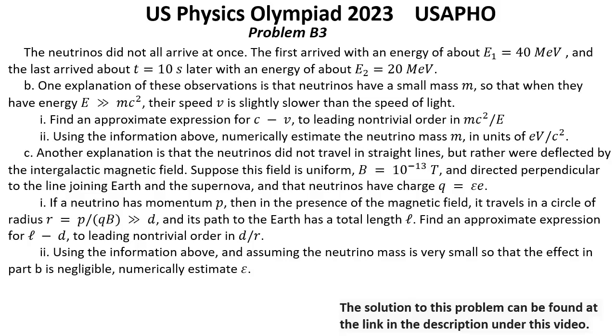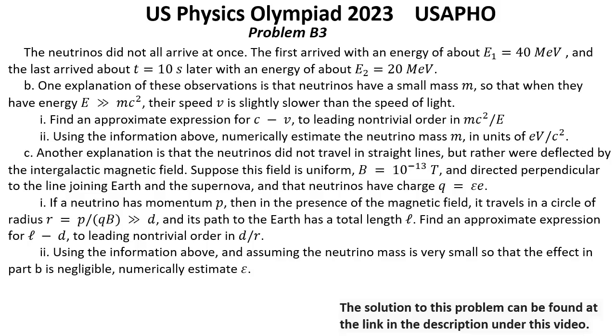The neutrinos did not all arrive at once. The first arrived with an energy of about E1 equal 40 megaelectron-volt, and the last arrived about T equal 10 seconds later with an energy of about E2 equal 20 megaelectron-volt.